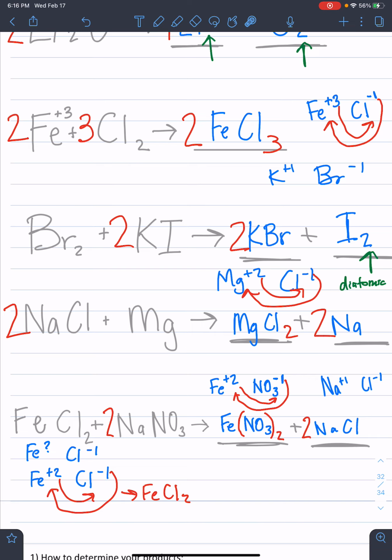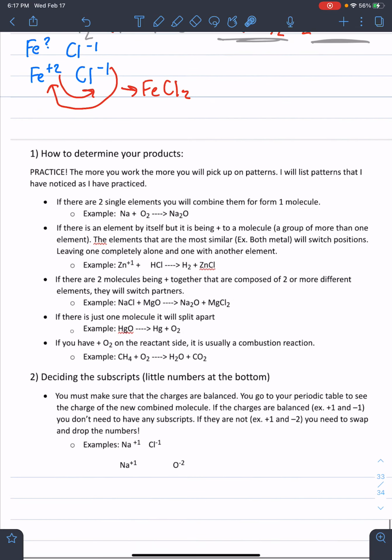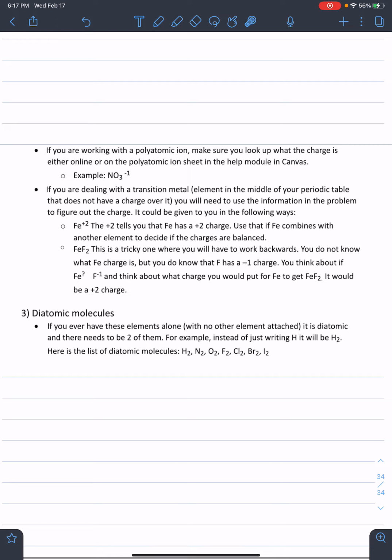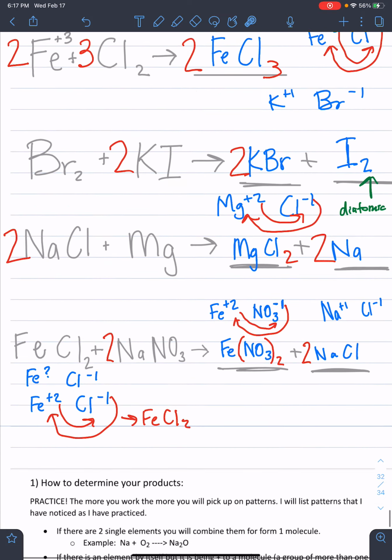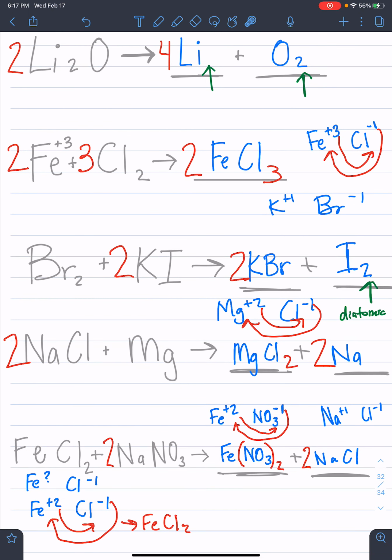Hopefully this was in depth enough to help you work on those problems. If you're still confused, please email me your specific questions. Also, like I said, I'm going to post this sheet that should walk you through the things I think about when I'm determining the products, when I'm deciding my subscripts, and reminds me about the diatomic molecules. Alright, please let me know if you have any questions. I know it's a long video, but hopefully this will help clear up things and make it a lot easier for you to predict the products now.